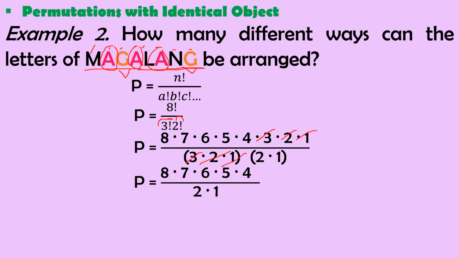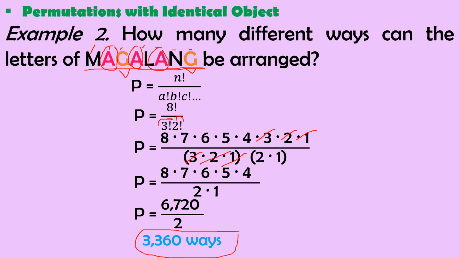Let us check if you got the correct answer. So the answer is 6,720 divided by 2. And the final answer is 3,360 ways. Good job! We are done with the permutations with identical objects.